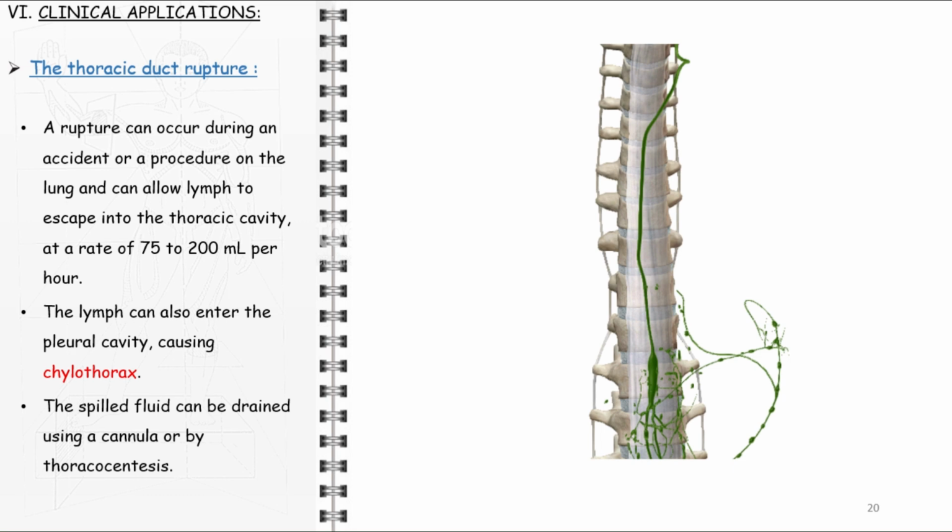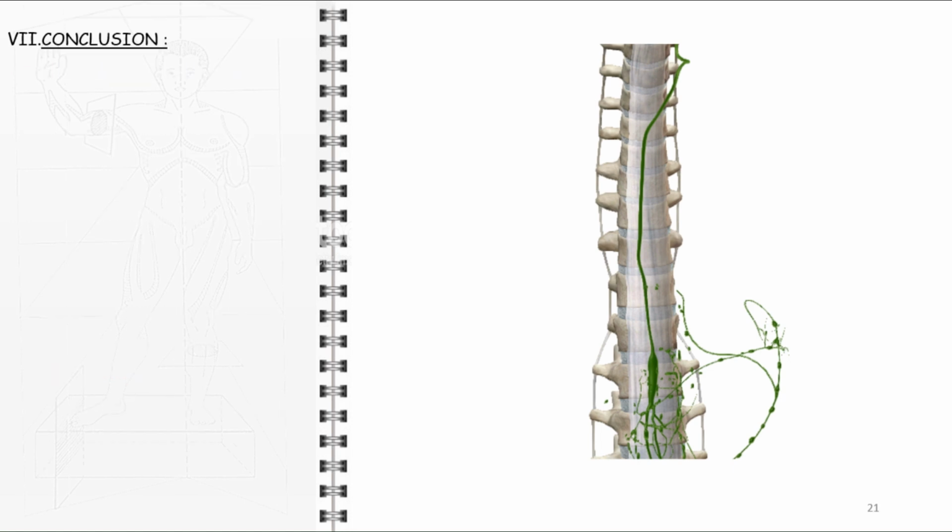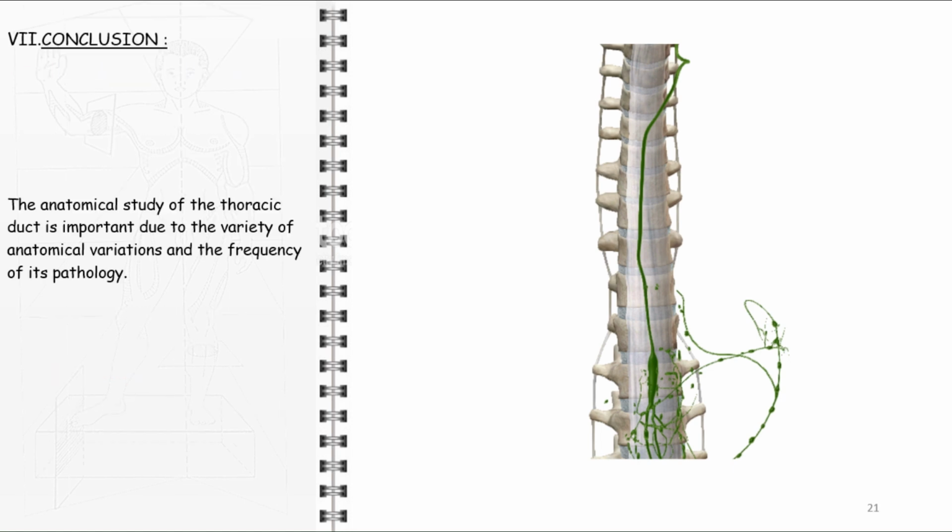The lymph then joins the venous circulation through collectors that drain into the thoracic duct above the ligature. To conclude, the anatomical study of the thoracic duct is important due to the multiplicity of anatomical variations and the frequency of its pathology.